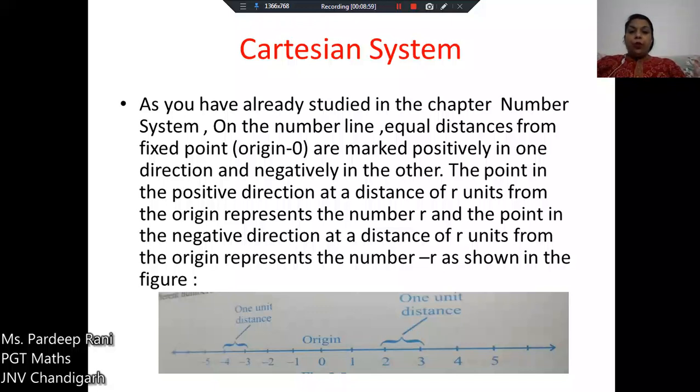Dear students, you can make it more clear by observing the figure given here. The origin is there, and the positive numbers are marked on the right-hand side and the negative numbers are marked on the left-hand side of the origin, that is, 0.